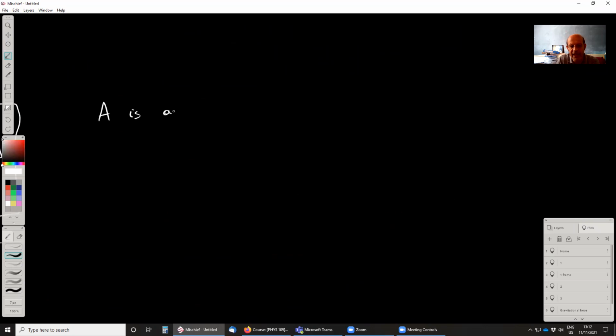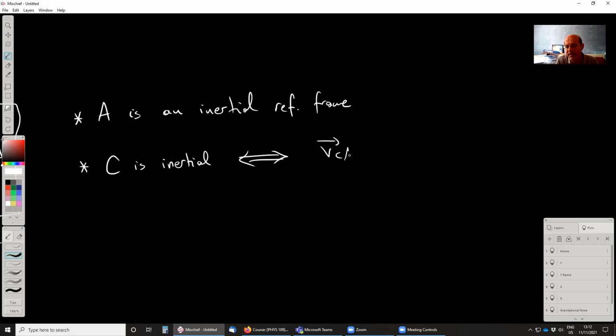So A is an inertial reference frame. Let's say this is given. In that case, I can say the second statement. So C is inertial if and only if C moves with constant velocity relative to A. Constant. Okay. So I can decide if a reference frame is inertial or not by just looking at whether it is moving with constant velocity relative to A or not, right? Relative acceleration is 0, yes. So that's the first statement.